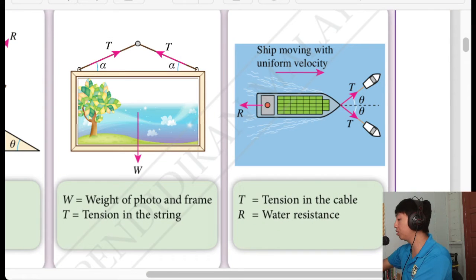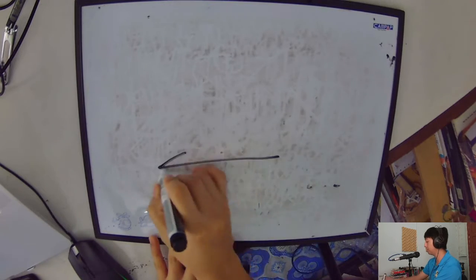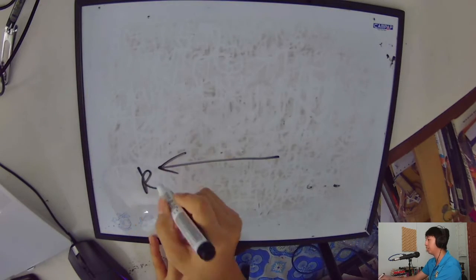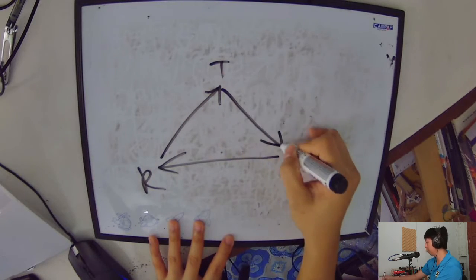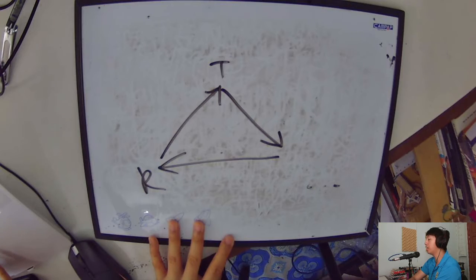That last one with the boat is similar, except just in a slightly different direction. So what you have is R and T. So water resistance. Once again, we draw one side first, water resistance, that being R. And then let's take T. And again, T. And if we look at the angle that is given, this time the angle that's given is this one here.